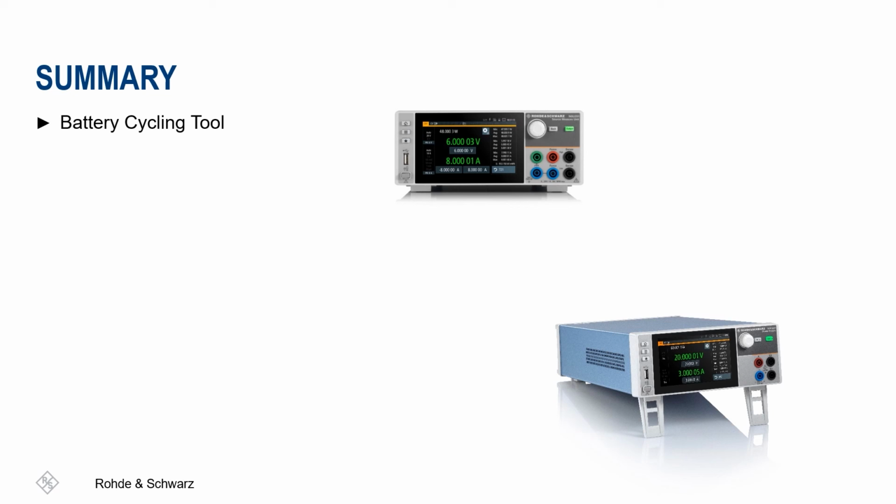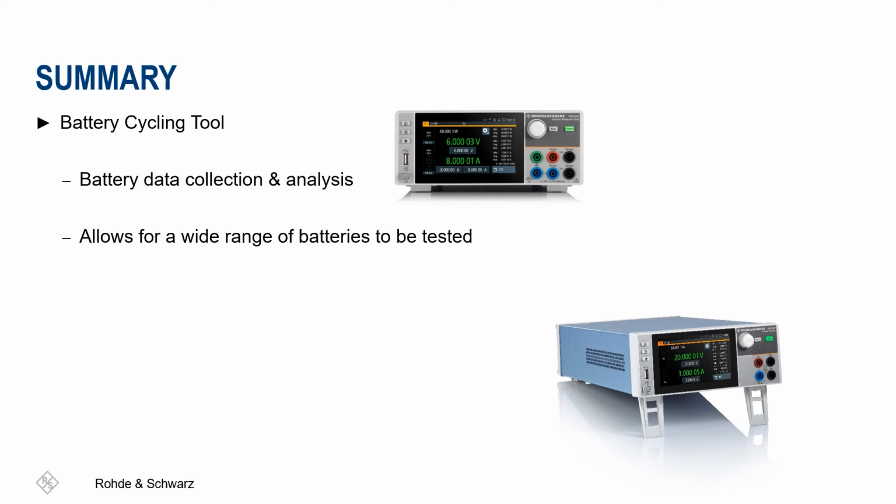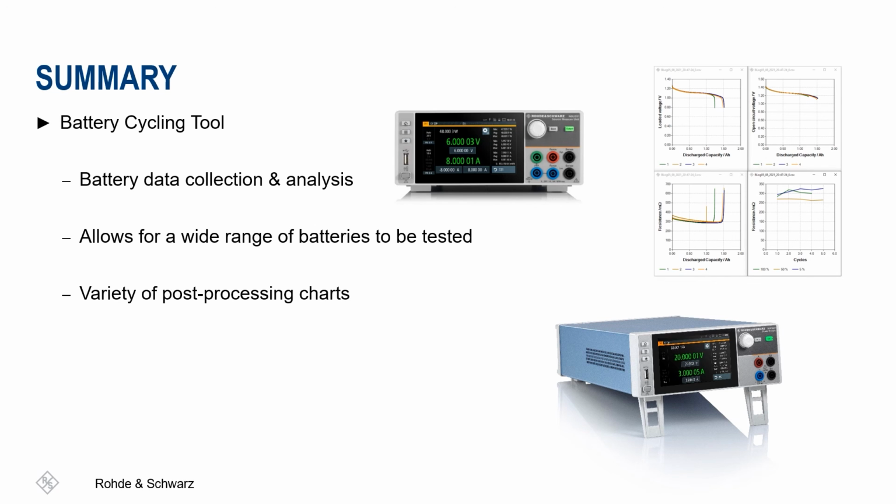Understanding and testing the characteristics of your battery at different points in a charge cycle is critical. Today we discussed the battery cycling tool by Rohde and Schwarz, which supports battery data collection and analysis. The configurable settings for the tool features allows for a wide range of battery types to be tested. We saw how the tool provides a variety of charts for displaying the collected data. We also saw how it can be used for characterizing battery samples, as well as creating battery models, which can be used in the battery test.